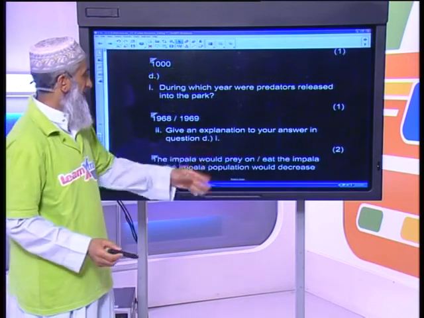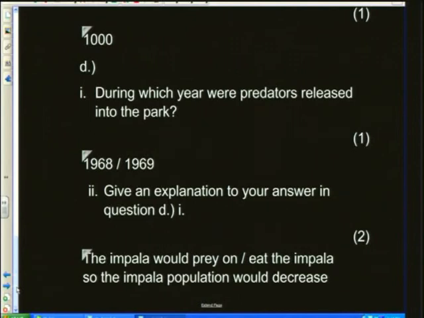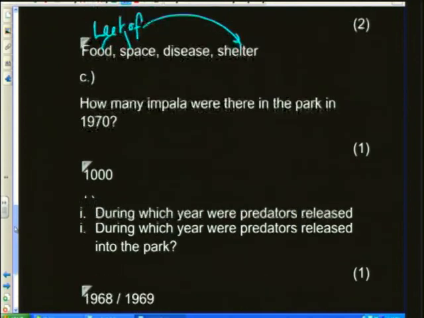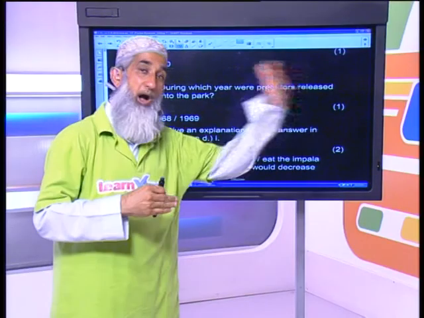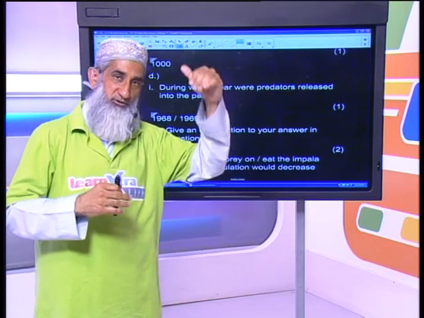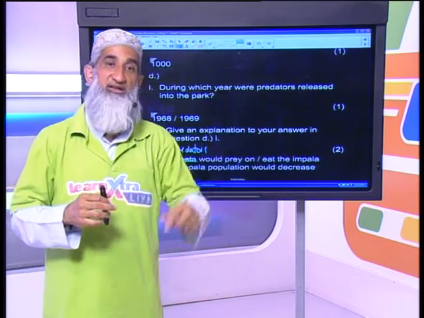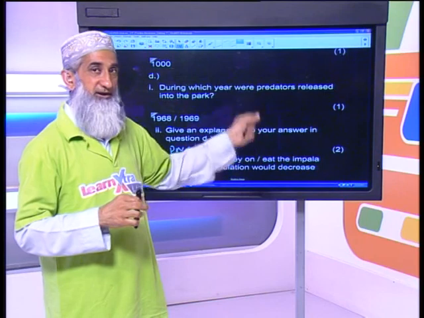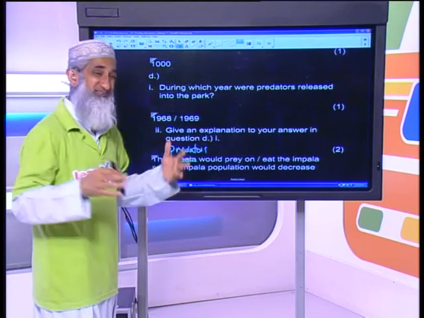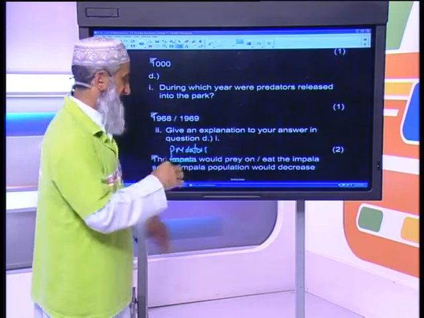The predators would prey on, or eat, the impala, so the impala population would decrease. So you're explaining why you are saying that it happened then. This is when the population started decreasing, and I infer from this that the predators are the cause. Remember, it's not the only possible cause, but if this was the case, that's the time they would have been coming in.